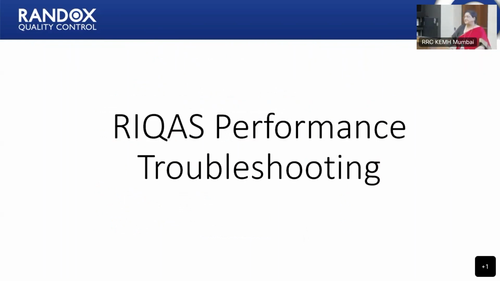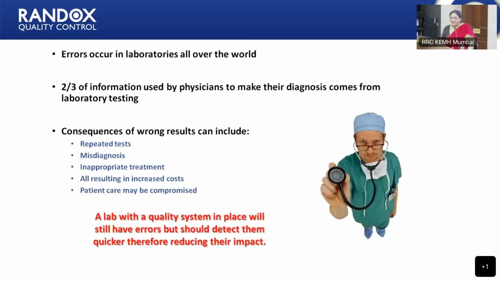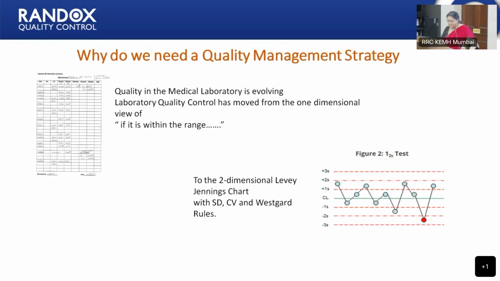Following this, we'll understand how to troubleshoot. We'll look at a few examples of how to troubleshoot when we get outliers in our EQA report. As we said, even if the quality system is there, errors are bound to occur, but what is important is that the error should be detected and the impact should be minimized.